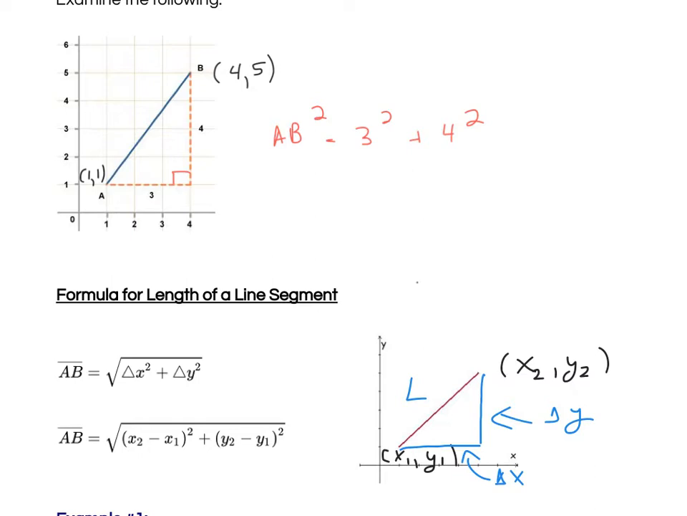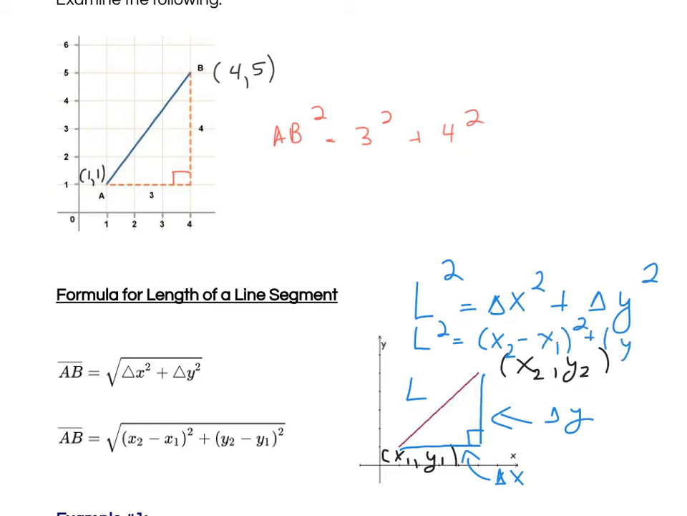I know that L squared is going to be equal to delta x squared, my change in x, plus my change in y squared, just using Pythagorean theorem. Remember that we get our change in x and change in y by subtracting x1 from x2 and y1 from y2 respectively. That leads us to L squared being equal to (x2 minus x1) all squared plus (y2 minus y1) all squared.